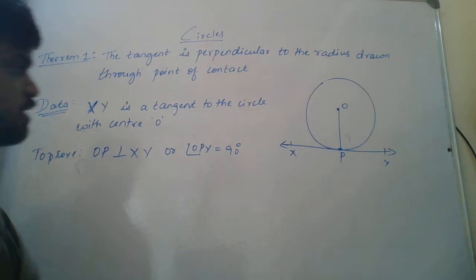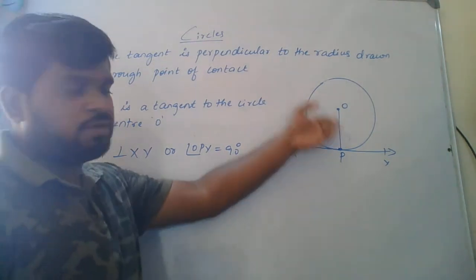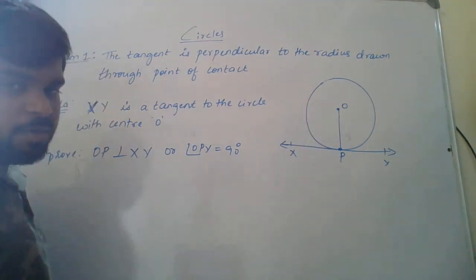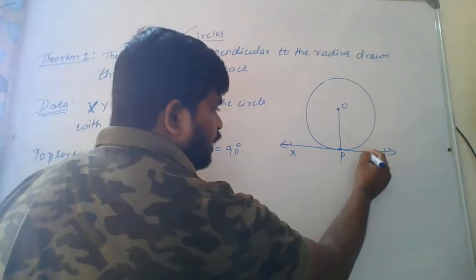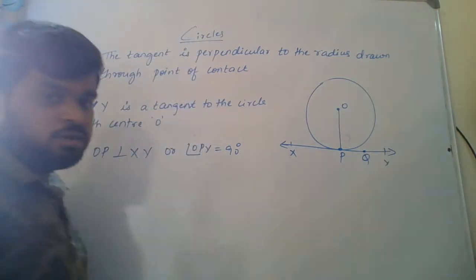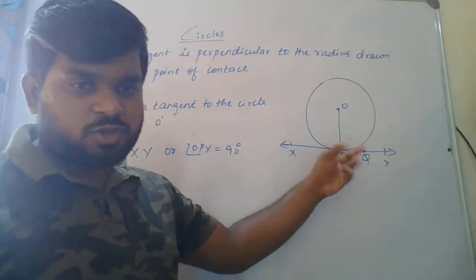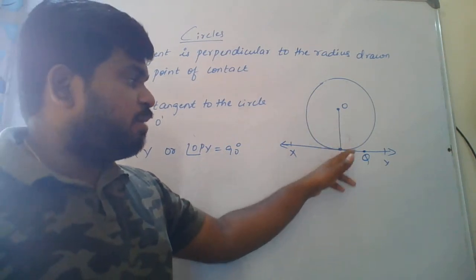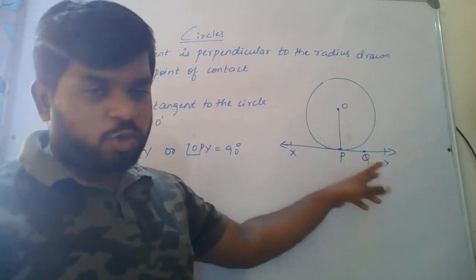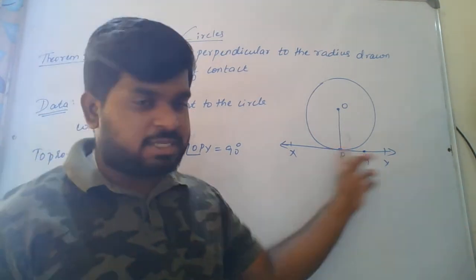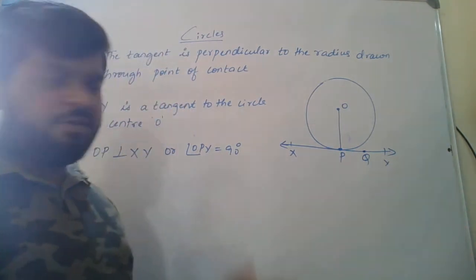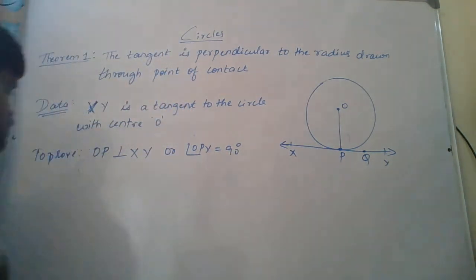Okay. The construction, we have already done in the given. We have joined it. We'll make one more construction. That is, I'm going to take a point Q other than P. You cannot take this point as Q. Okay. It is already given the name P. Take a point Q. Where am I taking? On the tangent. Anywhere you wish. Okay. So construction.